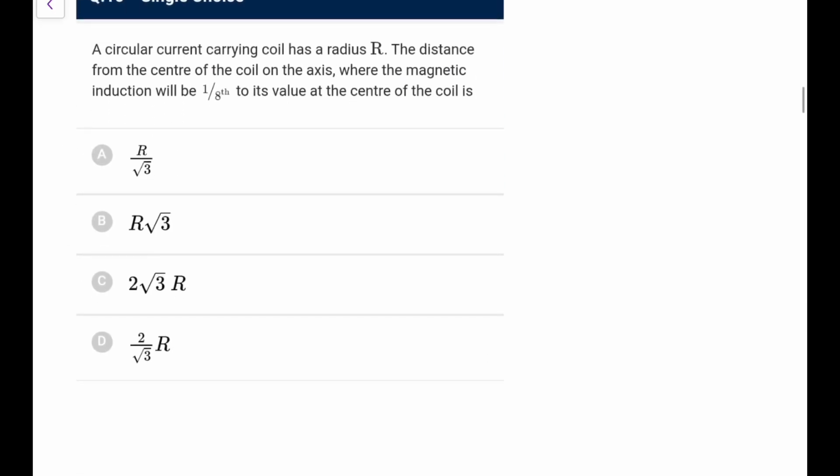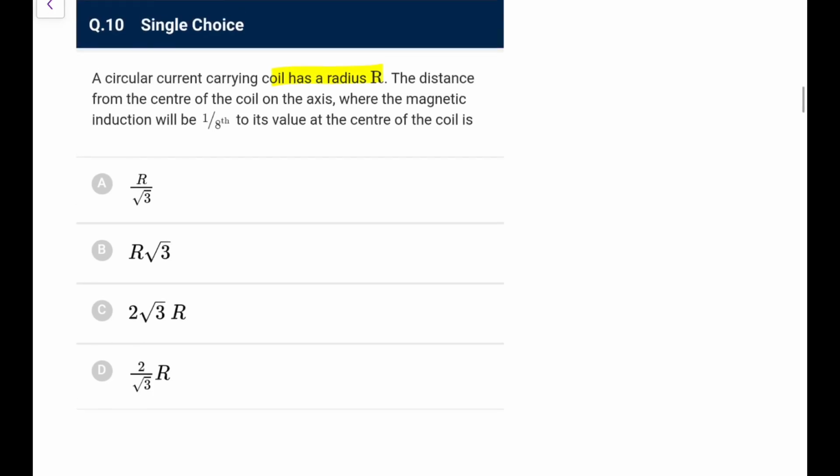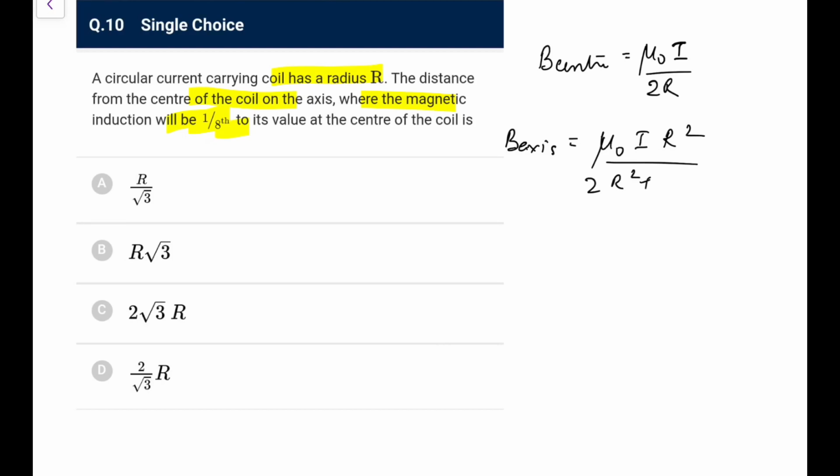Next, a circular current carrying coil has a radius r. The distance from the center of the coil, on the axis, where the magnetic induction will be 1/8 of its value at the center of the coil is. Again, first of all, what is the field at the center? The field at the center is mu naught I by 2r. And at an axial point, the formula that you remember is mu naught I r square upon 2 times r square plus x square to the power 3 by 2. That should be equal to 1 by 8 into mu naught I by 2r.